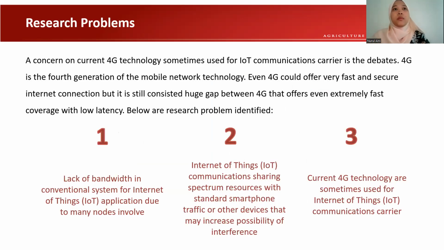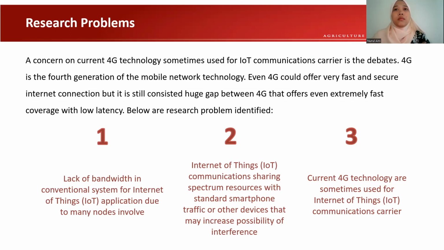So the research problem is a concern on current 4G technology, sometimes used for IoT communication carrier. 4G is the 4th generation of mobile network technology. Even though 4G could offer very fast and secure internet connection, it is still congested, with a gap between 4G and 5G that offers extremely fast coverage with low latency.